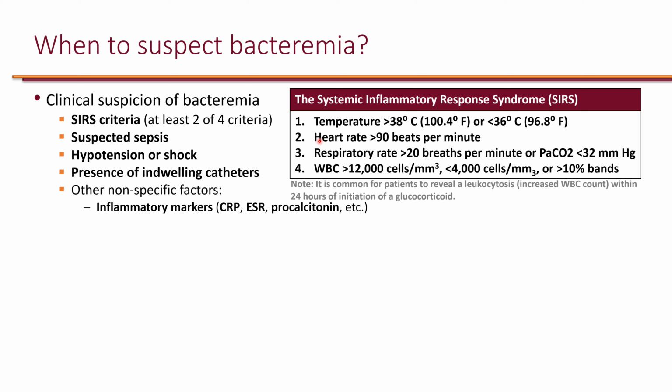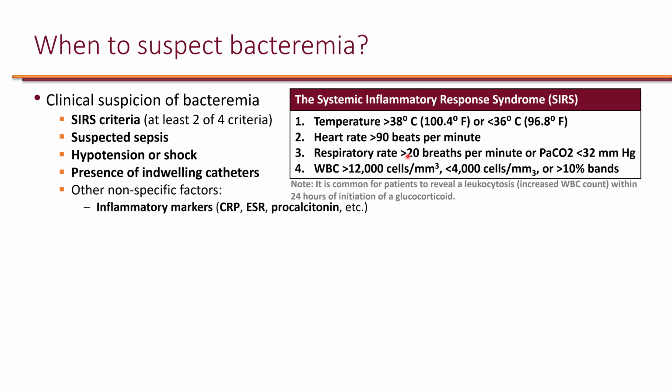Second criterion is a heart rate of greater than 90 beats per minute. So this is essentially the body's reaction to blood pressure dropping. So if somebody is having hypotension as a result of systemic reaction to infection, the body will try to compensate. So heart rate greater than 90 is the second one.